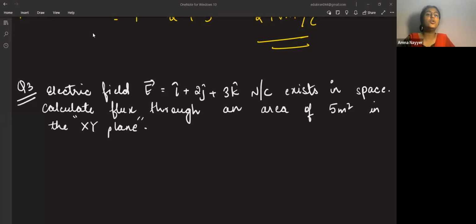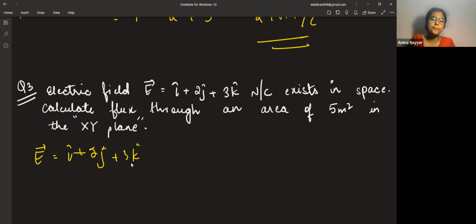And for the Z axis, we use the unit vector K cap. I told you, I cap is for the X axis, J cap for the Y axis, K cap for the Z axis. Depending upon positive or negative, put in the signs. So the electric field that is given to you is I cap plus 2 J cap plus 3 K cap. So the surface area will be 5 K cap. Why K cap? Because this is the unit vector telling you the area vector. The area vector is perpendicular to the plane surface.